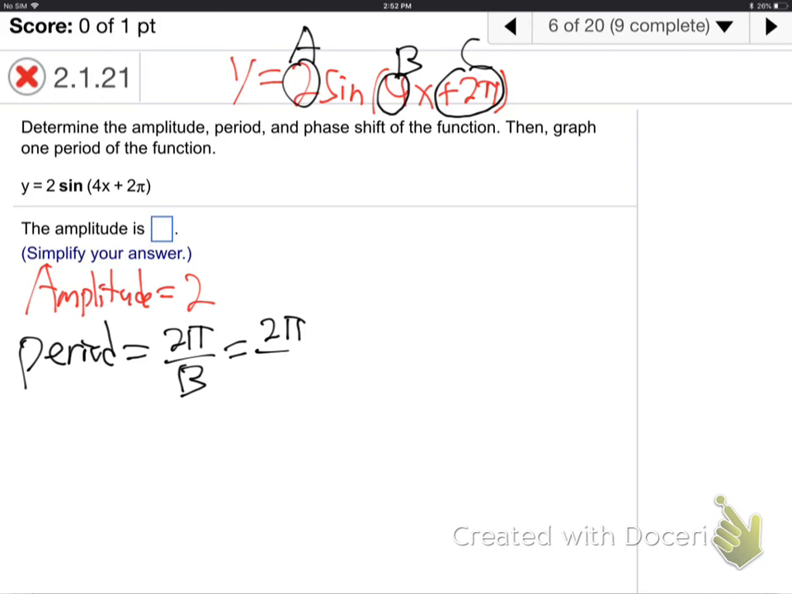So the period is 2 pi over b, 2 pi over 4. We reduce all fractions, don't we? So 2 goes into 4 2 times. Period's pi over 2. We good?